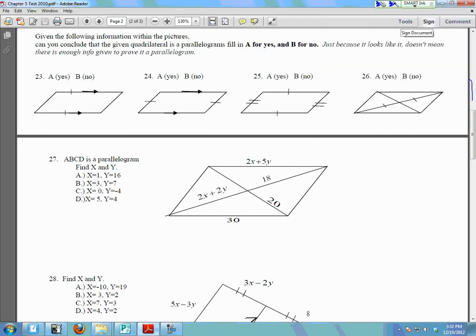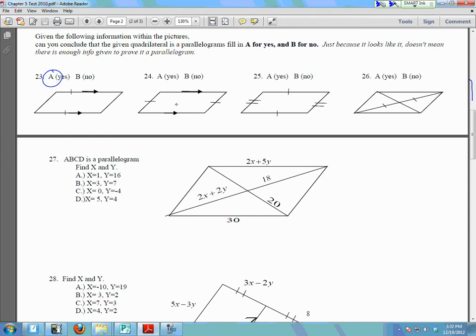Question 23 says, identify whether we know these figures to be parallelograms or not. We have a property or a theorem that says if one pair of opposite sides are both parallel and congruent, then it is a parallelogram. So yes, that theorem says if one pair is both parallel and congruent.